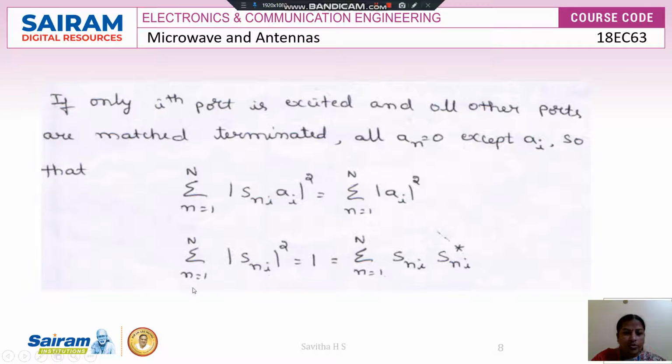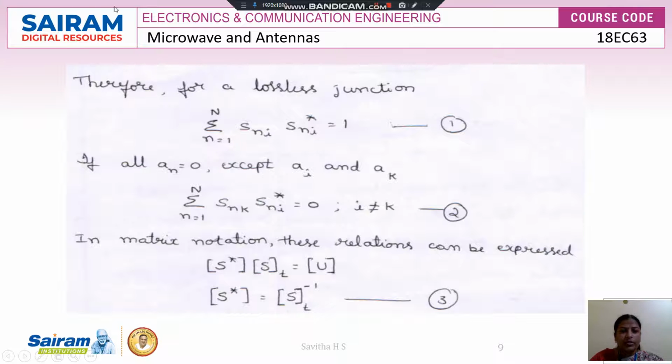So now, summation n equal to 1 to N. Here the Ai square will get cancelled, remaining is S_in whole square, which is equal to 1. So I can split it as S_ni into S_ni conjugate. Therefore, for a lossless junction, summation n equal to 1 to N, S_ni S_ni star equals 1.